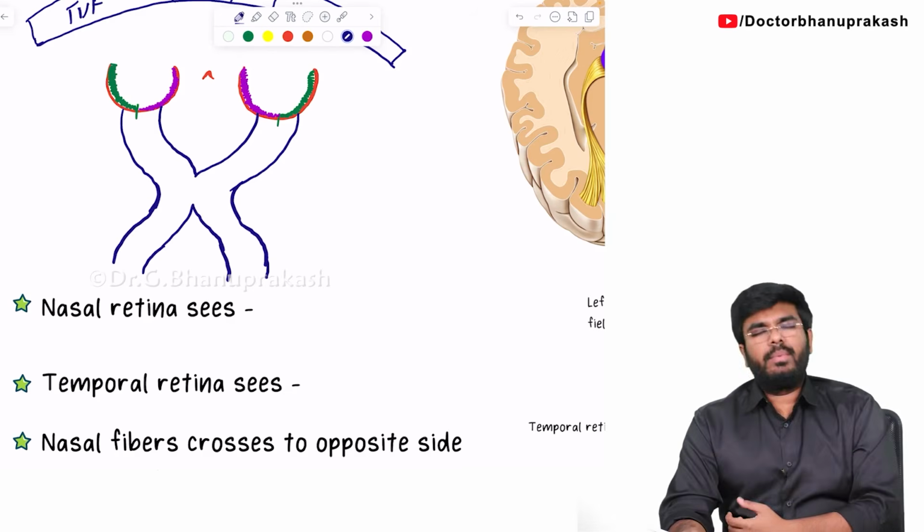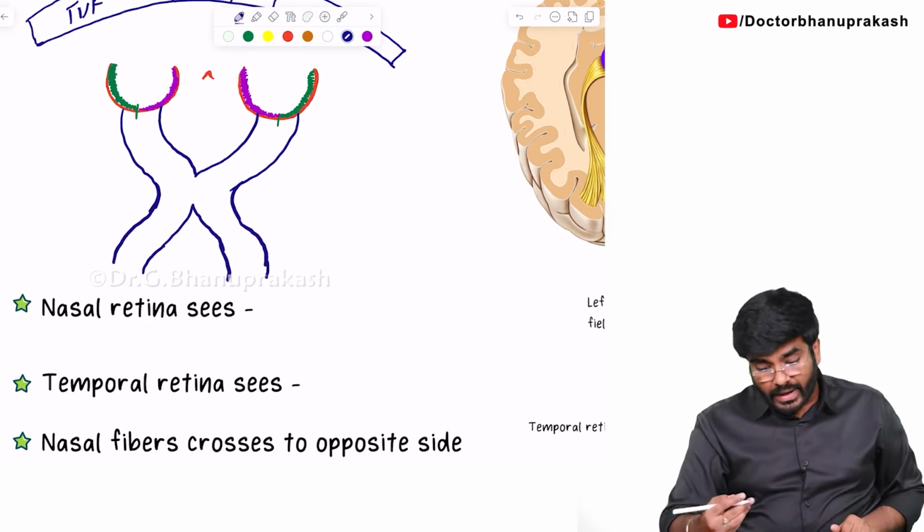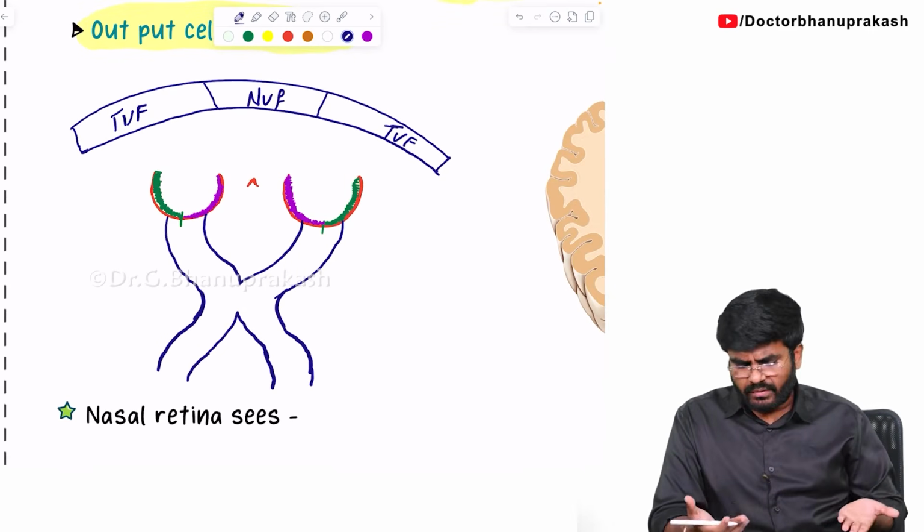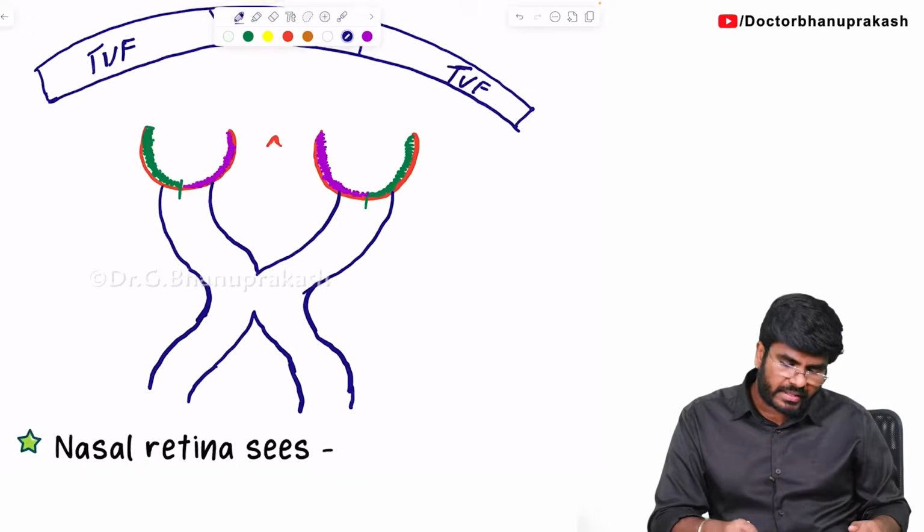Now you might be thinking, sir, we already know this. Why do we have to know in such detail? We already know the retinas, optic nerve, optic chiasma, optic tract. But why are we making the diagram here?